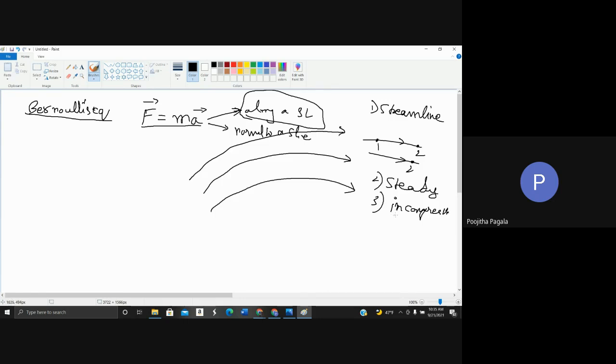So what is incompressible flow? Incompressible flow means the density field is relatively independent of temperature and pressure. So the density does not change much with temperature and pressure. That is incompressible flow. So these are the main assumptions we make while deriving the Bernoulli's equation.